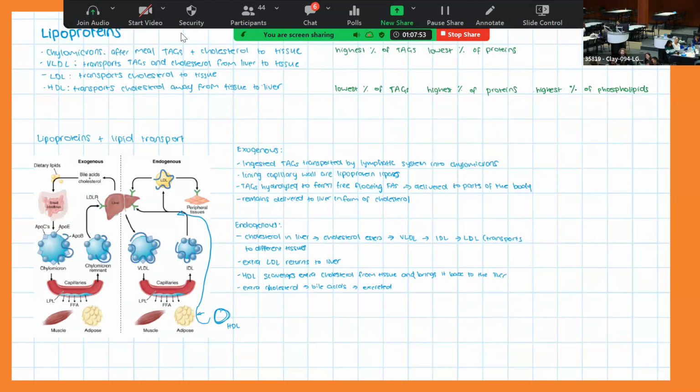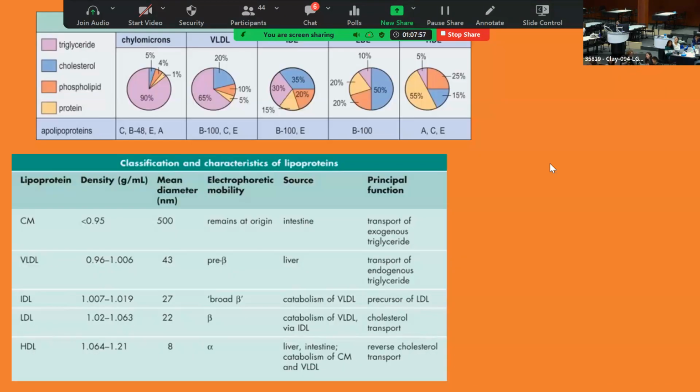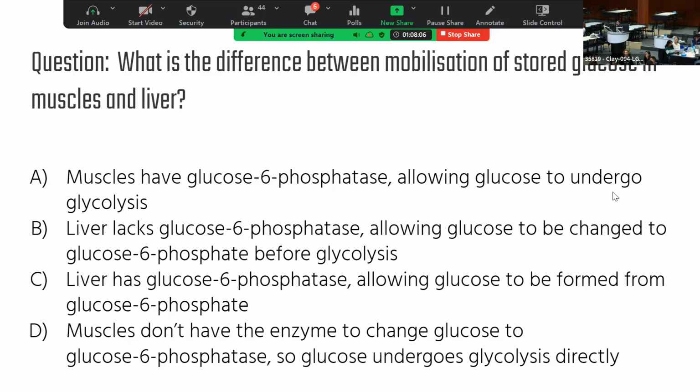Okay. Read this in your own time, different lipoproteins, quite high yield, what all of them do. Again, you should know their composition, pretty much how dense they are, what their function is and where they come from. Again, just reference slides.